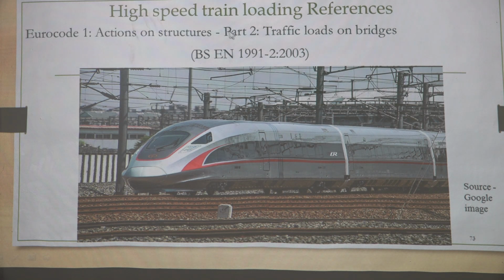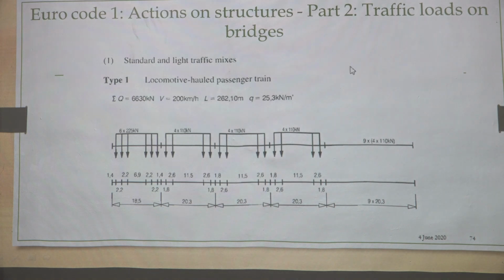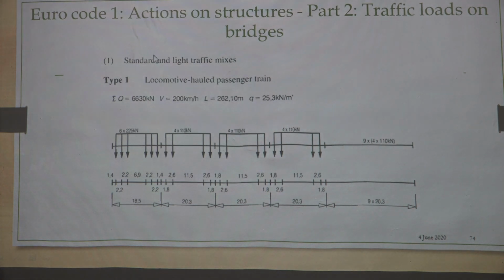So, for high speed train loading, Eurocode 1 gives a significant amount of information about this high speed loading. This is the traffic load on the bridges. Okay. So, here we can consider this particular loading protocol. This is called the loading protocol. I will explain in 1 minute what this is. This is the standard and light traffic mix.